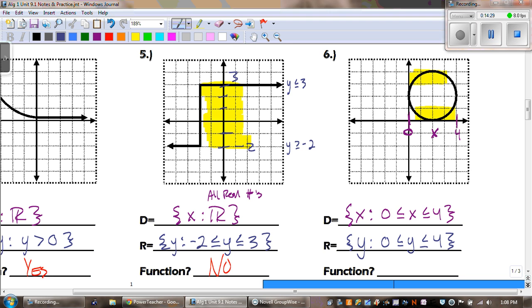Okay? Now, is this a function, yes or no? You tell me. I can draw a line where it only touches once, but as soon as I draw a line that touches twice, then our answer is no.